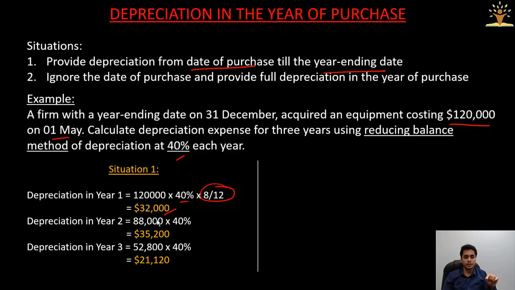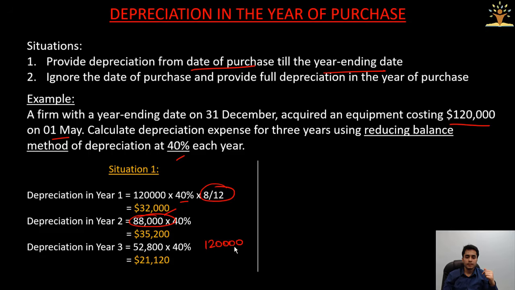Second year onwards, now this is reducing balance method. This is not straight line method. So I can't do 120,000 into 40%. How did I get this 88,000? Cost 120,000 minus accumulated depreciation of 32,000 that was given in year 1 gives me 88,000. That 88,000 is the net book value multiplied by rate 40%. You would get 35,200.